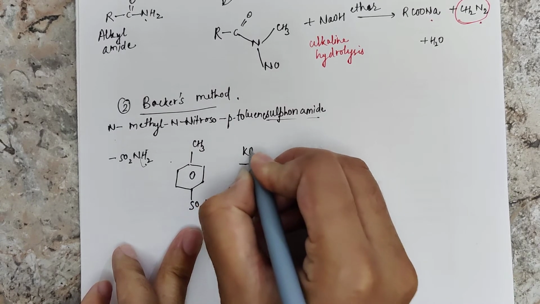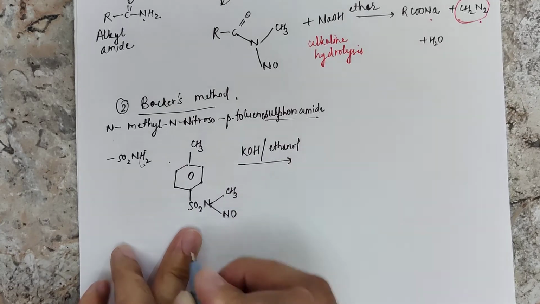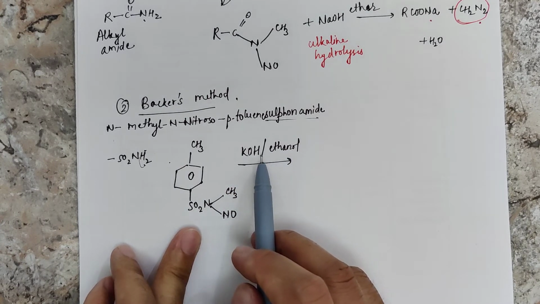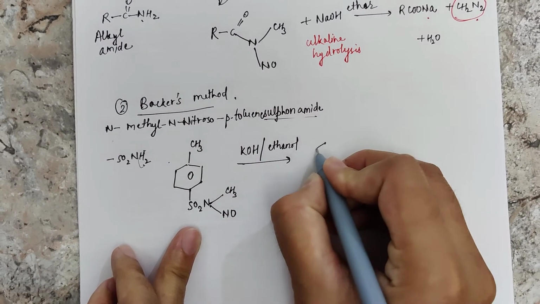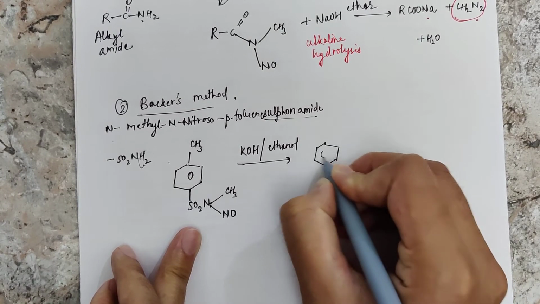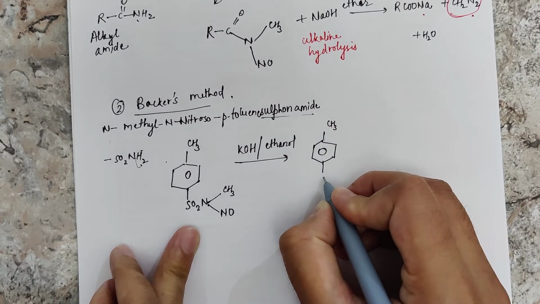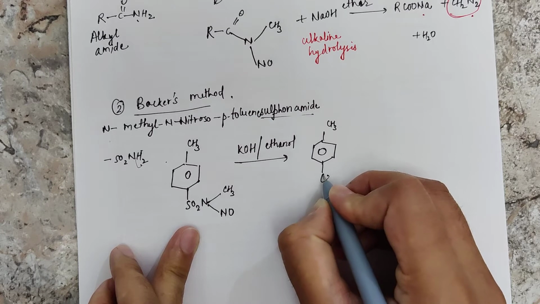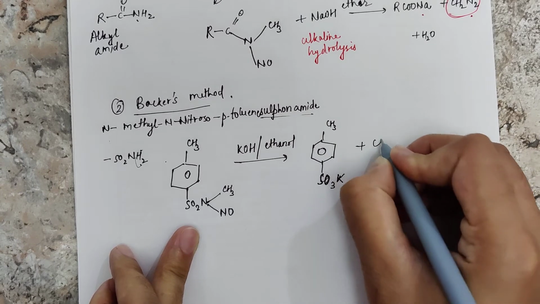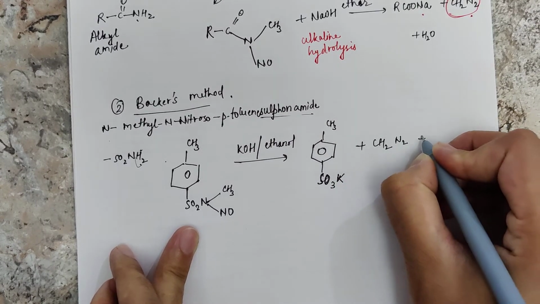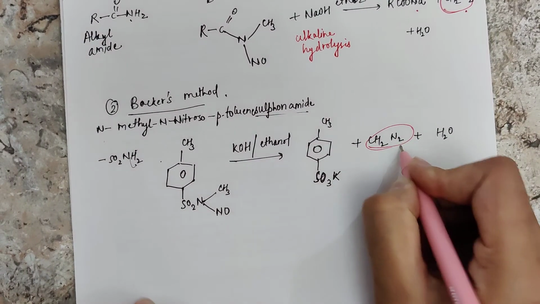Again, this undergoes a reaction with alcoholic KOH and we obtain potassium salt of paratoluene sulfonic acid, SO3K, plus CH2N2 plus water. So again, we're getting our diazomethane.